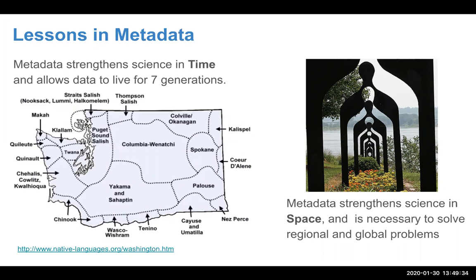Metadata also strengthens science in space because I think it's necessary to solve regional and global problems, such as climate change. Many tribes in the Northwest share usual and accustomed areas, so not necessarily the reservations, but the areas they've been inhabiting since time immemorial. Many tribes are using downscaled models for their watersheds in order to adapt to climate change, and I feel metadata could really strengthen that network.